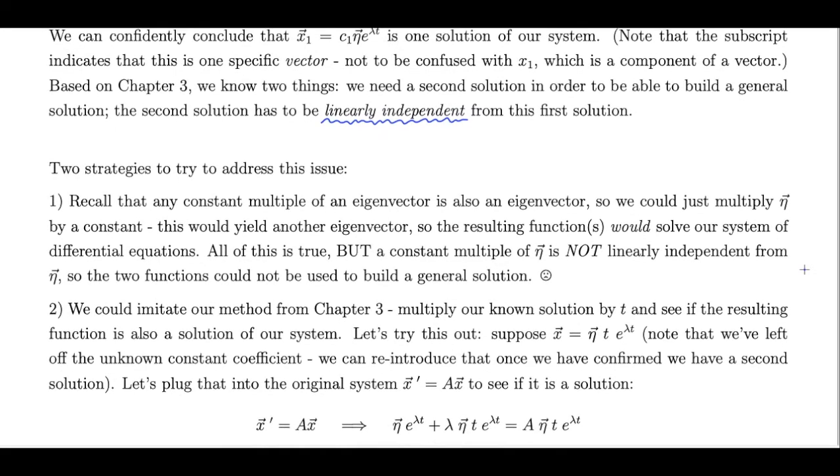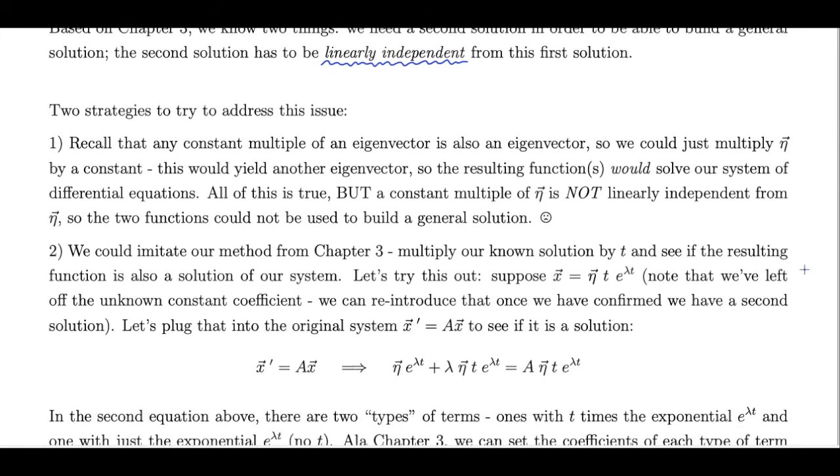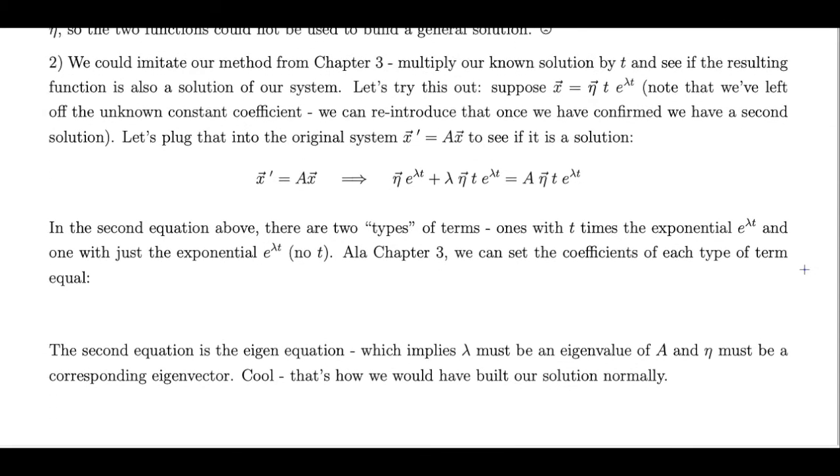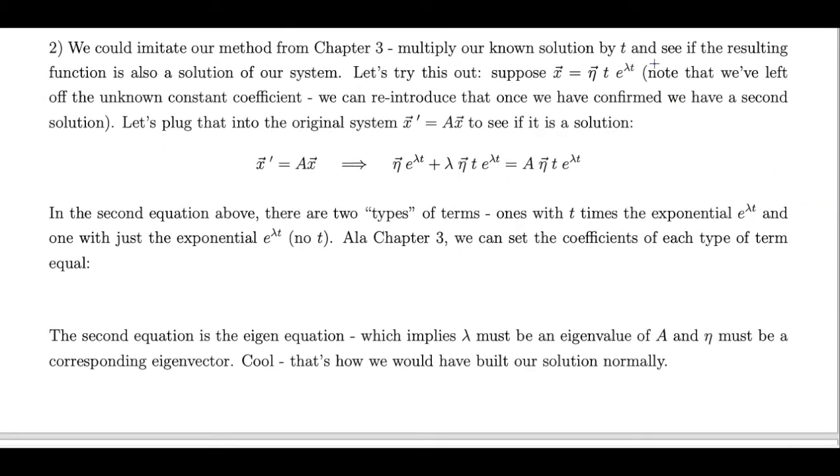The second approach that I've labeled number 2 here is more similar to what we tried in chapter 3. Let's try to address this linear independence issue by multiplying our known solution not by a constant, but by t. Taking that approach, our second solution would have this form here. For the purpose of the derivation, I've left off the constant. And as I mentioned, we could maybe call this x sub 2. So then my general solution will be the x sub 1 from above plus c sub 2 times this x sub 2. But for the purposes of this derivation, it's just a little cleaner to work without that constant.